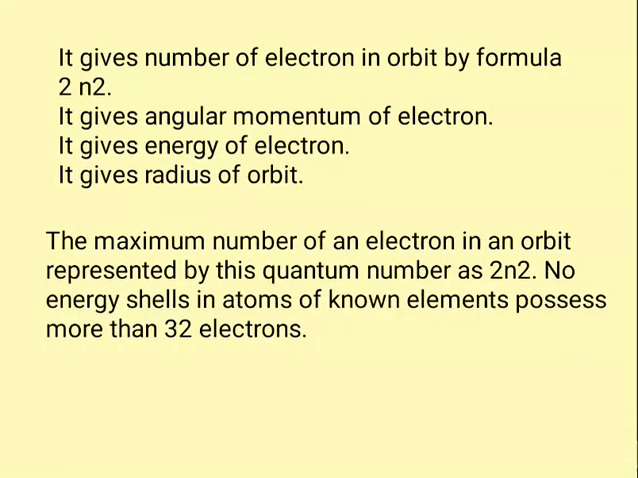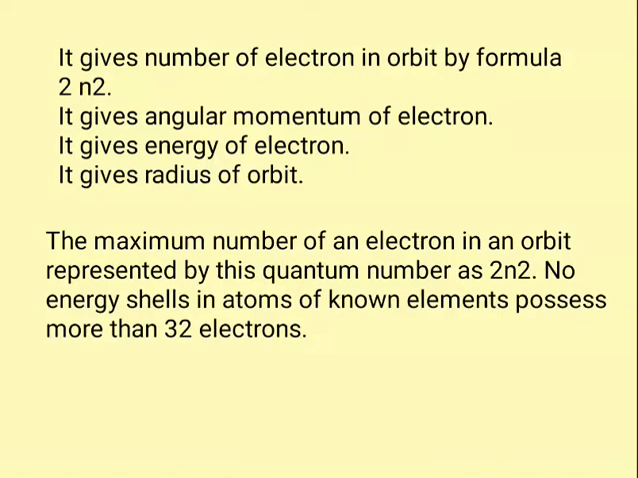So what is the information conveyed by principal quantum number? Number 1. It gives us the number of electrons in that particular orbit or shell according to the formula 2n². But remember, no energy shell in atoms of known elements possesses more than 32 electrons. Put n equals 1, that means 2 electrons are possible in the first shell. Put n equals 2, that means 8 electrons are possible in the second shell. Put n equals 3, that means 18 electrons are possible in the third shell and so on.